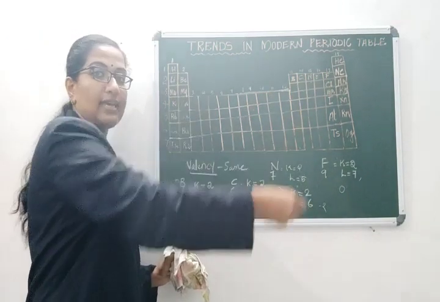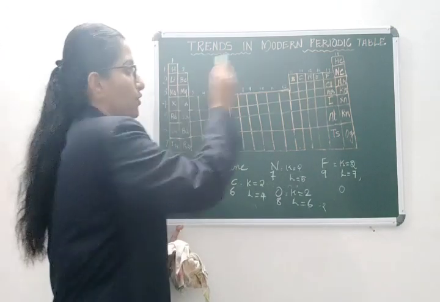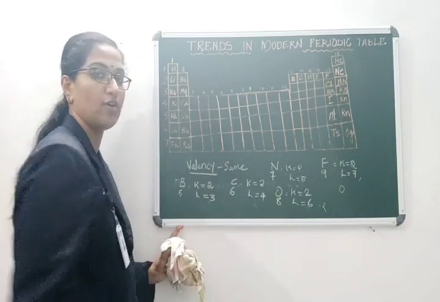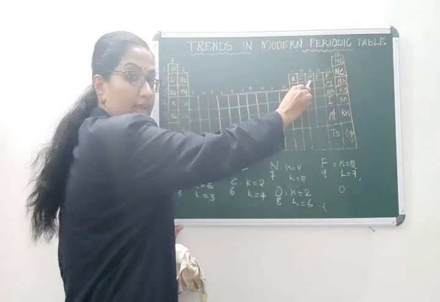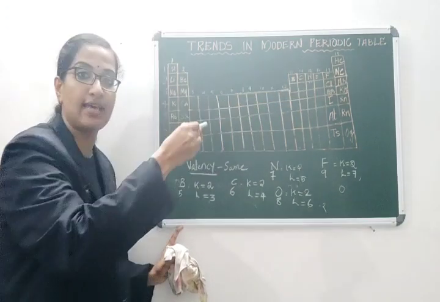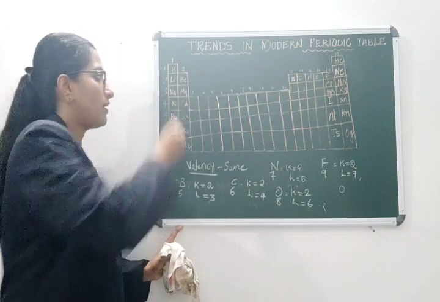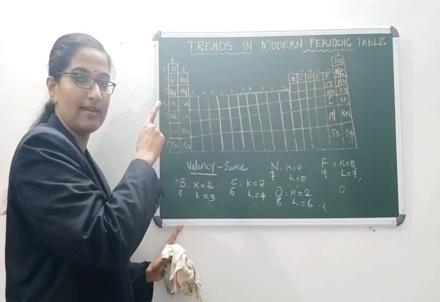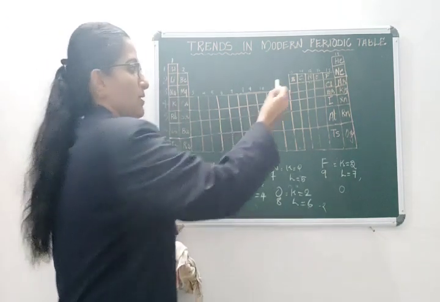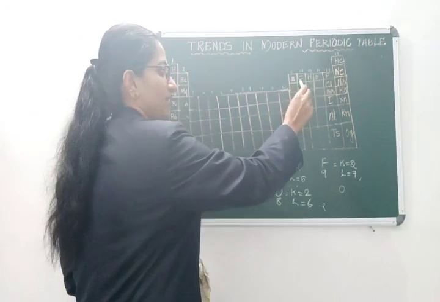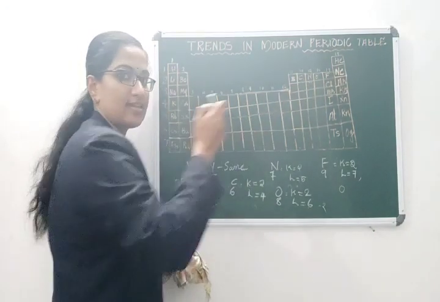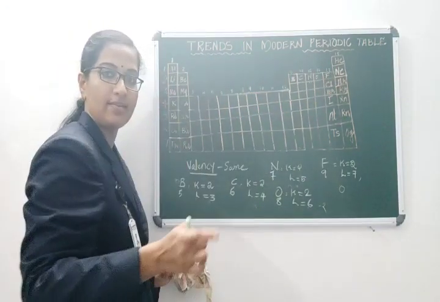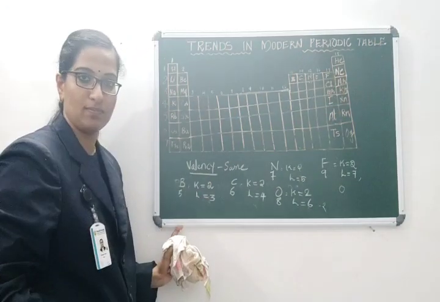First valency increases from 1 to 4. After that, from the 15th group onwards, again valency decreases. Because the first group has the first element, like lithium, it is 1 valency, beryllium it is 2, boron it is 3, carbon it is 4, but nitrogen it is 3, oxygen it is 2, fluorine it is 1, and finally it is 0. Right?